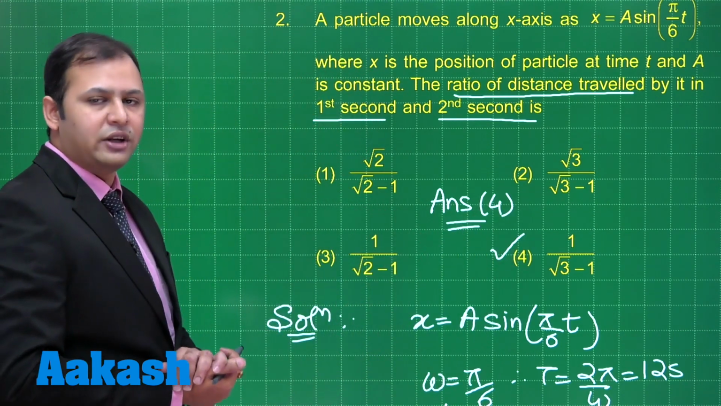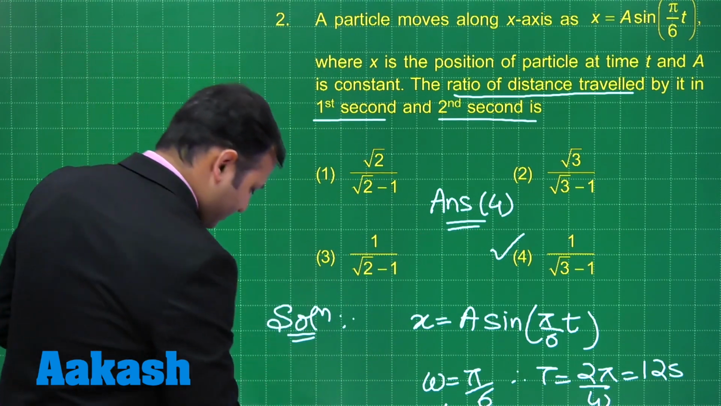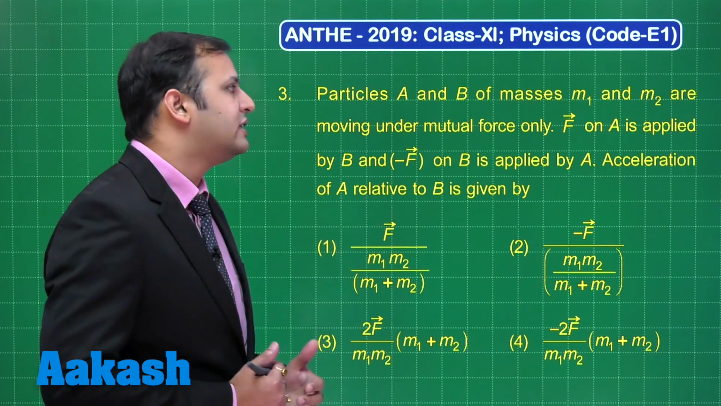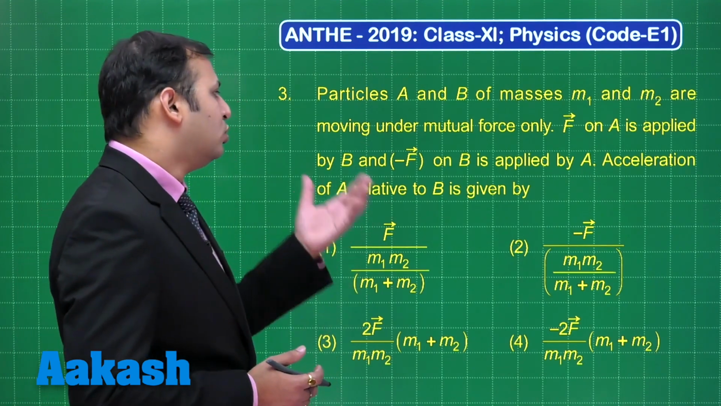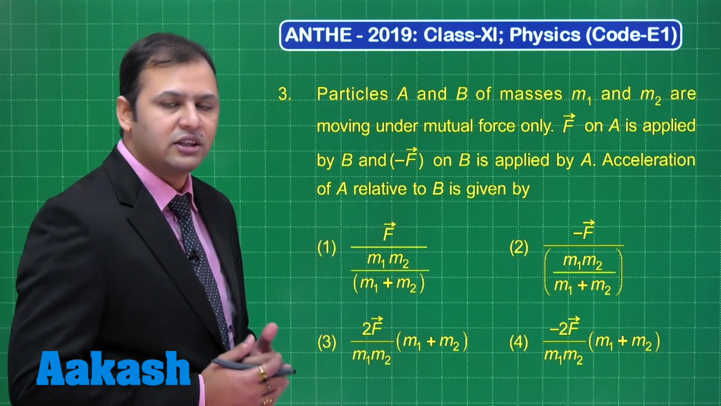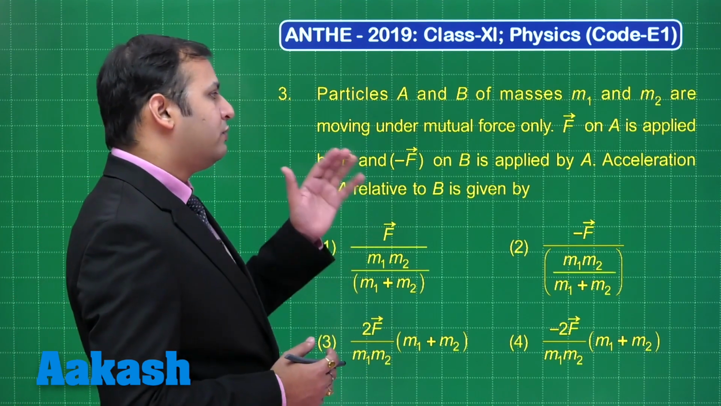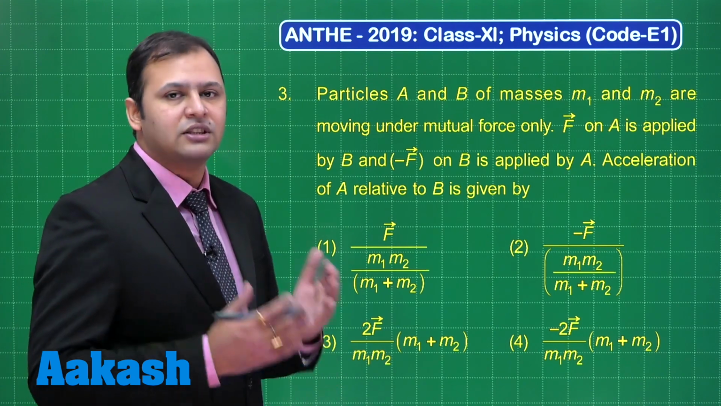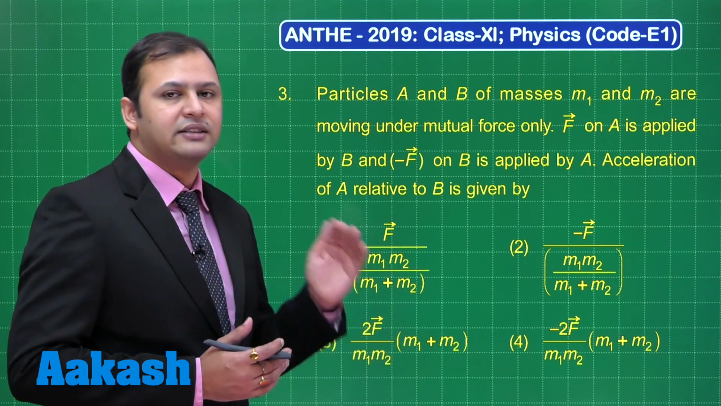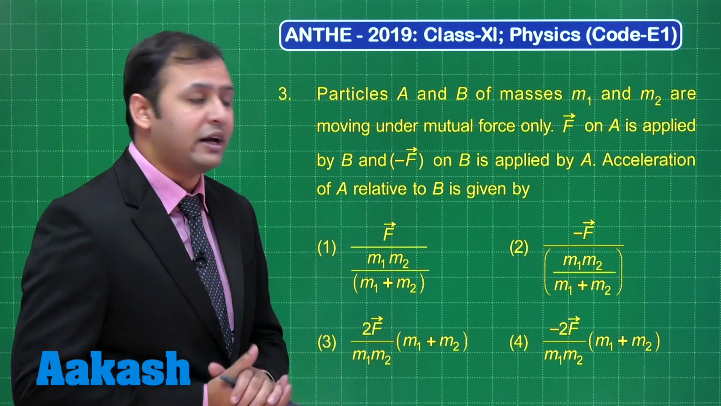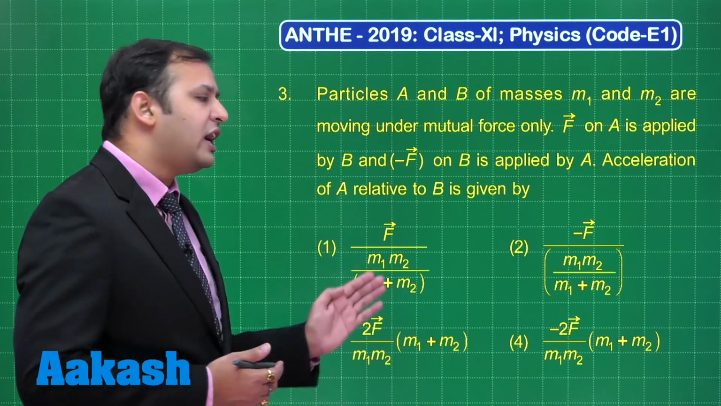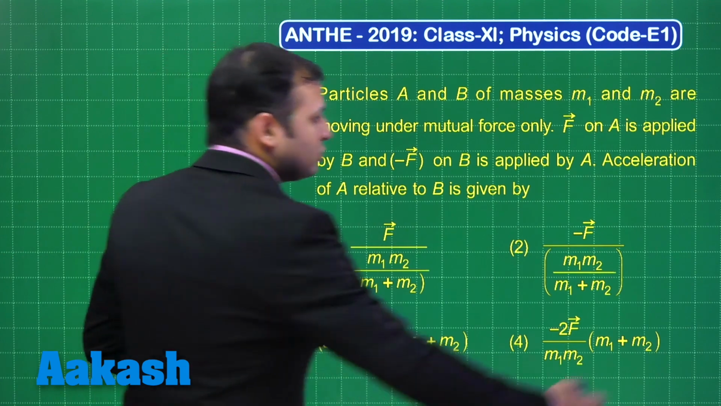Now let's move on to our next question, that is question number 3. Here there are two particles A and B of different masses m1 and m2, and they are moving under the mutual force of attraction F, right? Now the force on A is F, which is applied by B, and the force on B is F in the opposite direction. That's why it is given minus F, which is being applied by A. The acceleration of A relative to B is given by. So let's see the solution.